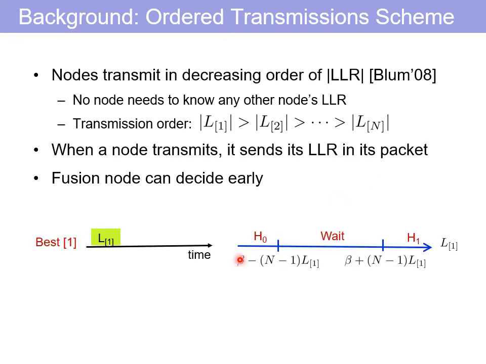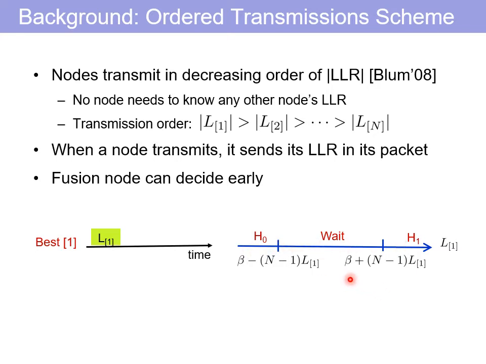So the first node to transmit is the one with the largest absolute value of the log likelihood ratio, and when it transmits, it sends its log likelihood ratio. Now, what the fusion node does based on the measurement it has received is it compares with an upper threshold, and if it's more than the upper threshold, it declares H1. It compares it with a lower threshold, and if this measurement, or LLR, is below this lower threshold, it declares H0. If it is in the gray zone, in the middle, it just waits for the next transmission.